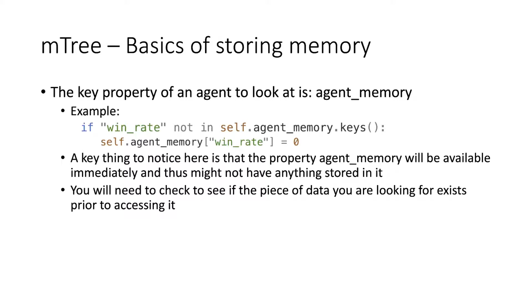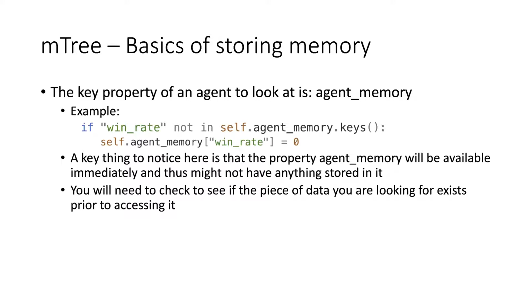The key property of an agent that you're actually going to look at is agent_memory. And that's a dictionary. What you're going to want to do before you access it, because the agent memory would be available even in the initial round, is check to see if it does exist and whether or not there's a key there. So for example, here we're checking to see if the win rate exists in the agent memory. If it does not exist, in this case, we're setting it.